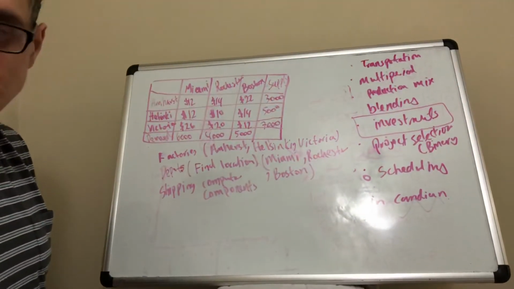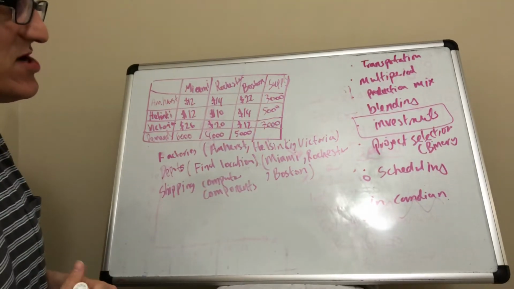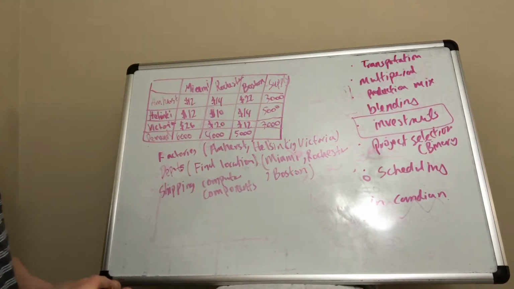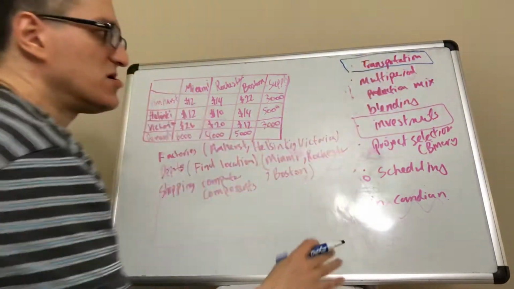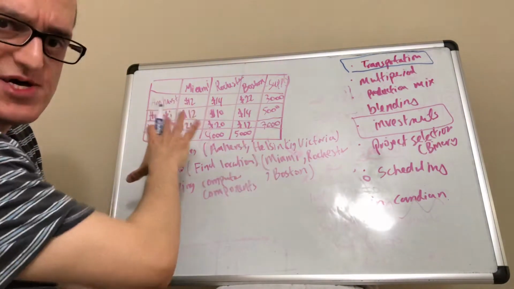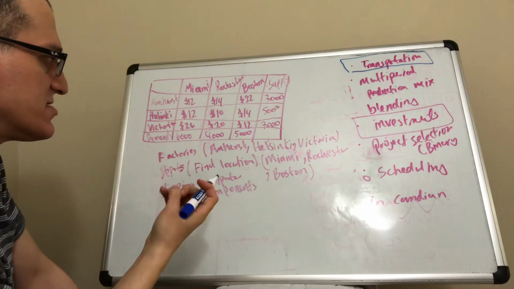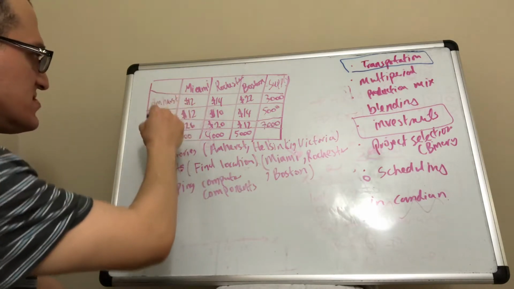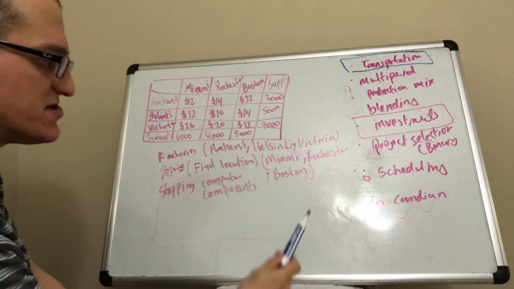Okay, so we'll do another LP model, another common LP model. This one is called the transportation, also called the from-to. They will give you a table like this, and they will tell you something in the question that will identify which of these cities is your from, and which of these cities are your to.